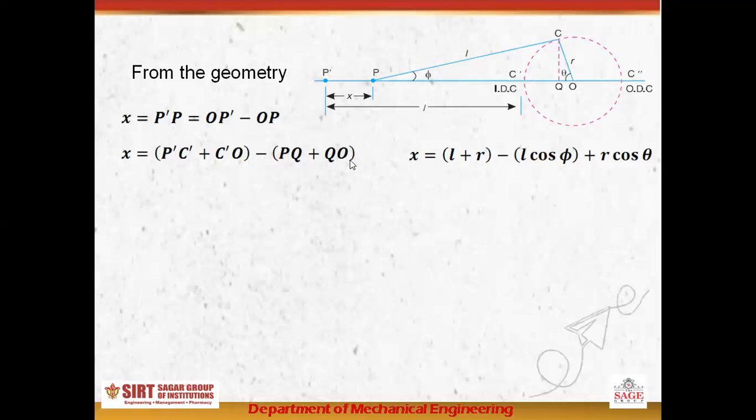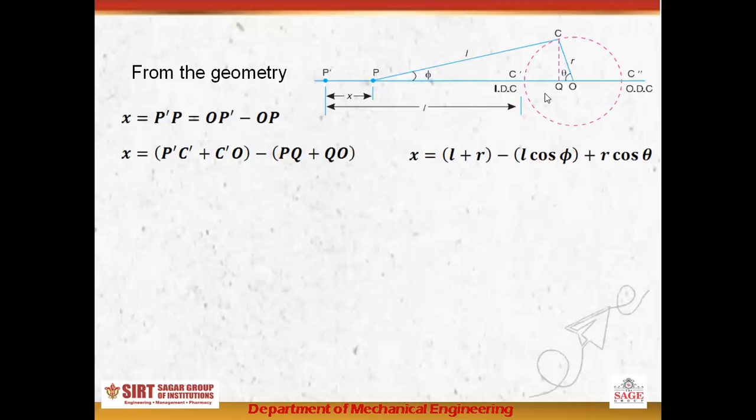Then for PQ plus QO, the value of PQ is L cos phi. You can see from the geometry, PQC is a right angle triangle. In this triangle, PQ is the base. As you know very well, base upon hypotenuse is equal to cos phi. So the base PQ is equal to hypotenuse into cos phi. The hypotenuse is L, the length of the connecting rod, so PQ is L cos phi.